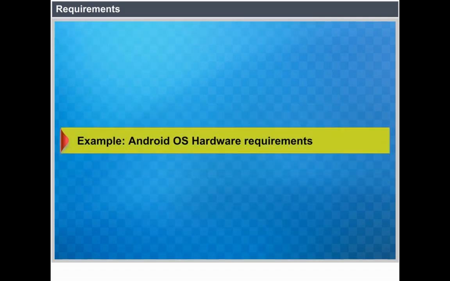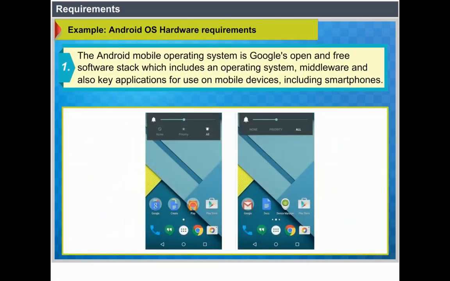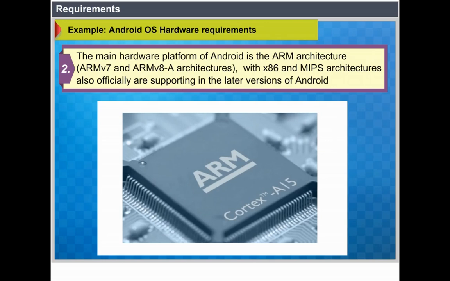Example: Android OS hardware requirements. The Android mobile operating system is Google's open and free software stack that includes an operating system, middleware, and also key applications for use on mobile devices, including smartphones. The main hardware platform for Android is the ARM architecture, ARM v7 and ARM v8-A architectures, with x86 and MIPS architectures also officially supported in later versions of Android.